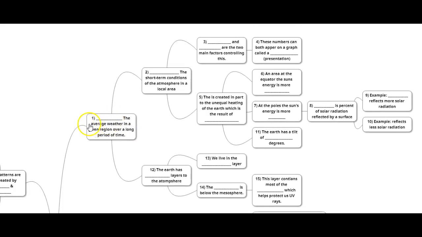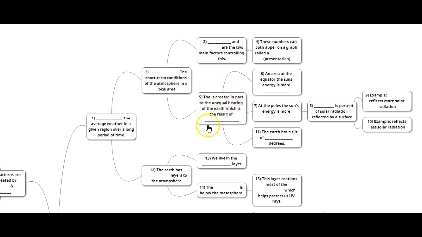So, climate: average weather over a long period of time. Short-term conditions are weather. So, blank and blank are the two controlling factors of this: precipitation and temperature are the two main factors here. These numbers can appear on a graph called a climatic graph. That's the one that you had in your presentation.